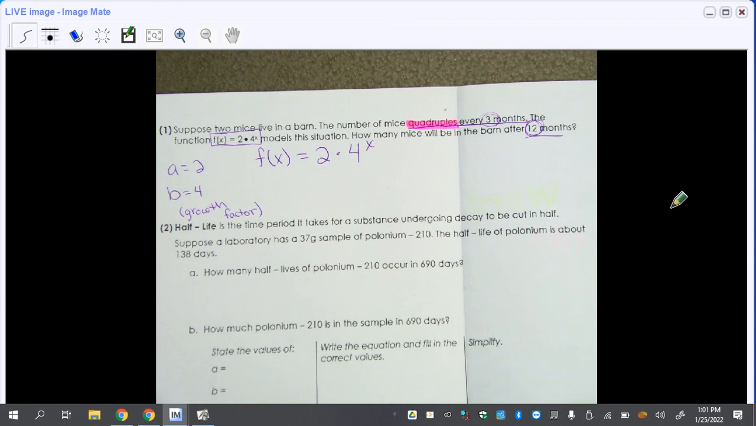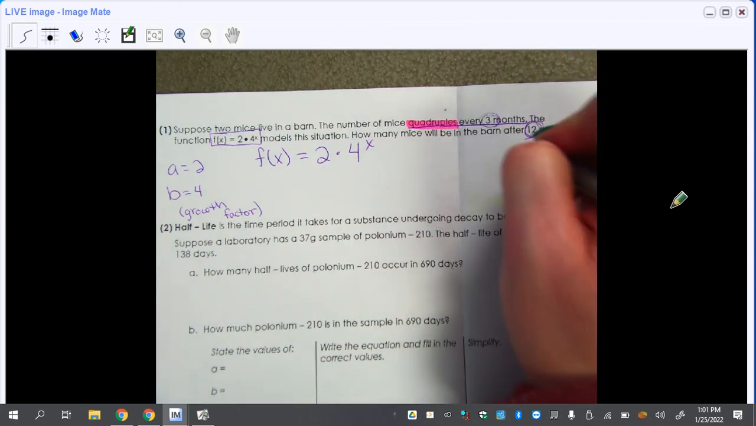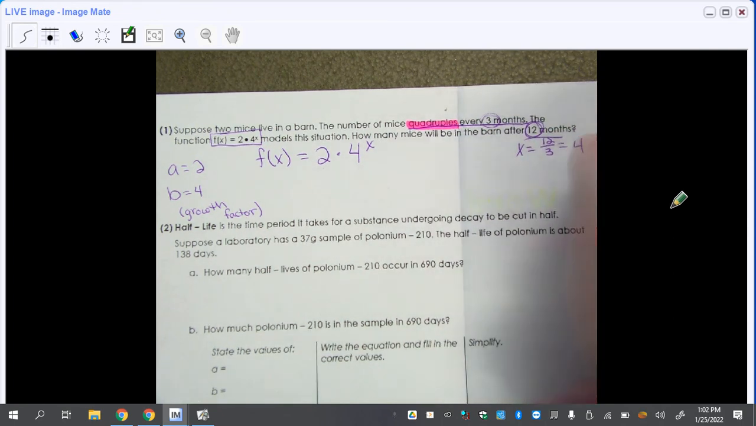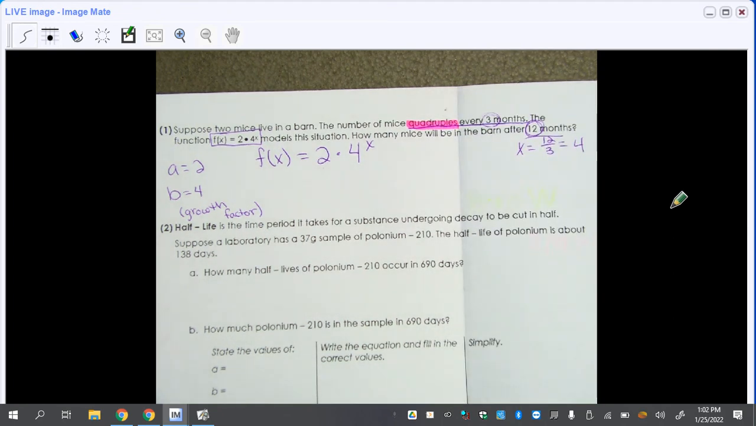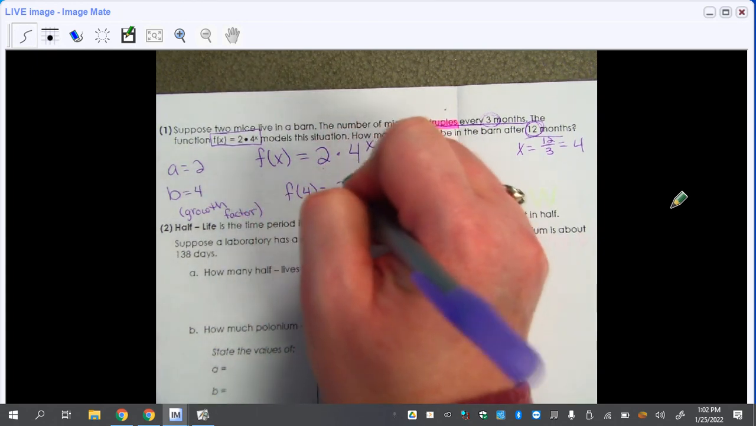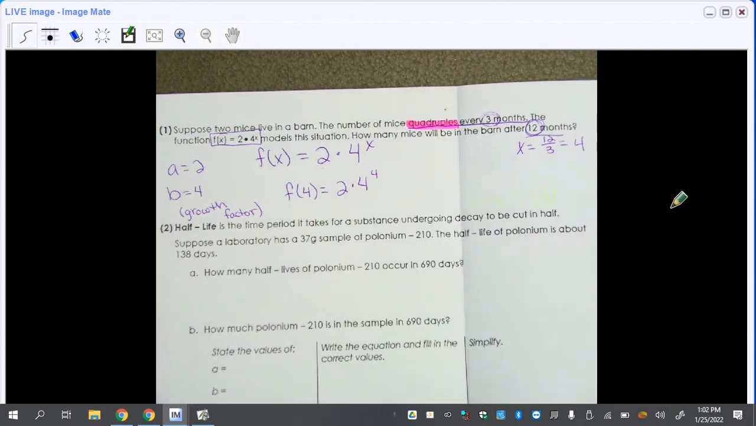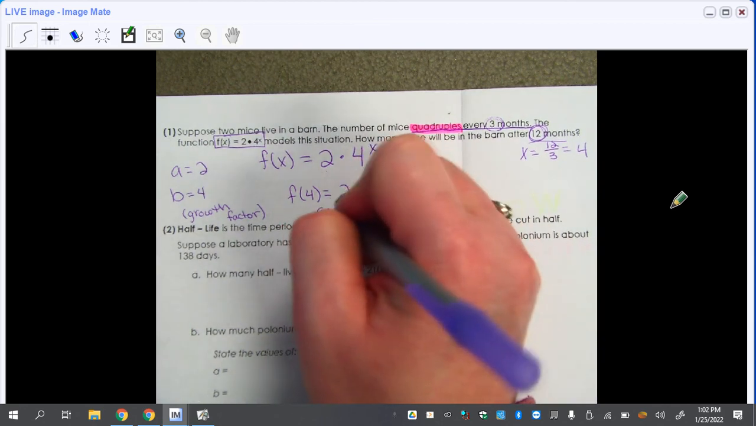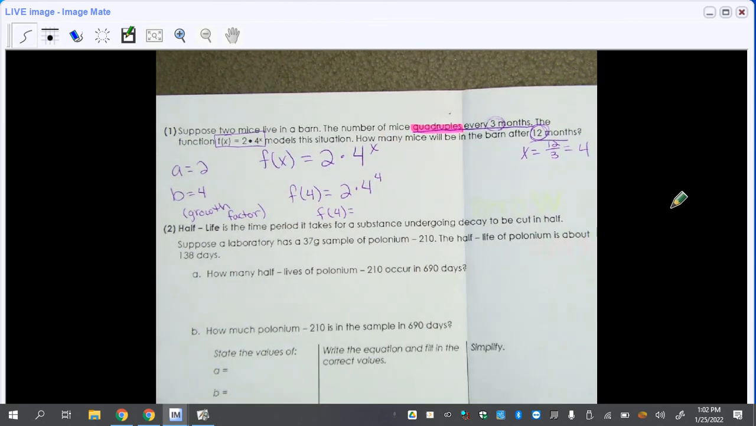4. How do we get that 4? Yeah, divide by the 3. It quadruples 4 times in 1 year. So that is what we're going to plug in for our x, is the fact that it quadruples 4 times. So 2 times 4 to the 4th. Which, what does that give us? 2 times 4 to the 4th.